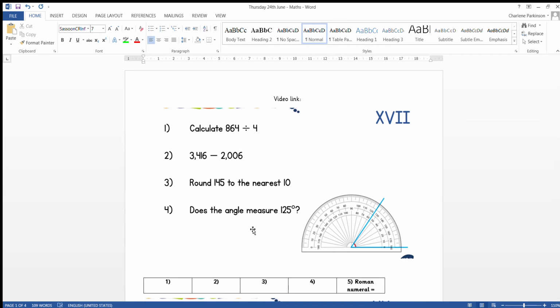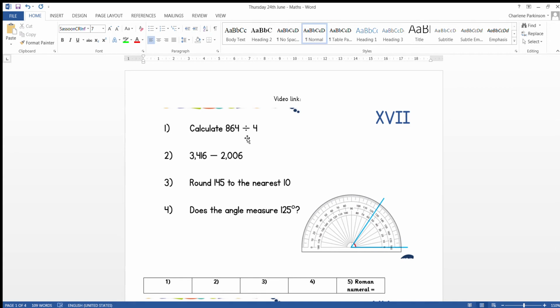So to start us off again, we've got a couple of quick flashback fours looking at a range of things. We've got calculate 864 divided by 4. Now technically if you look at that, if you split that up, you've got 8 and then 64. You might be able to do that in your head. If not, use short division.